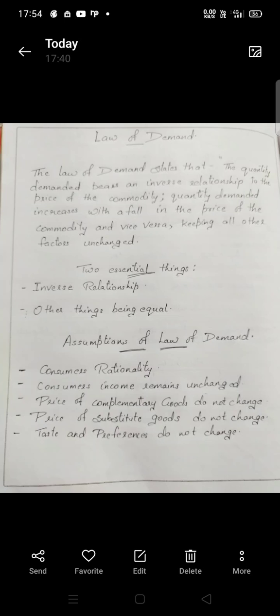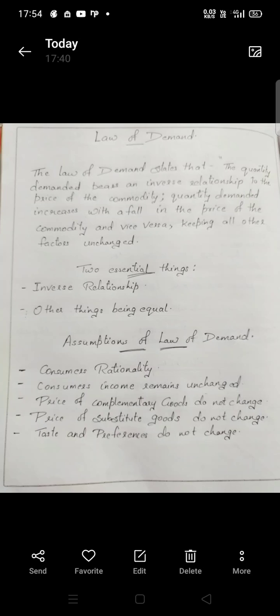And the next essential thing is other things being equal. This inverse relationship between price and quantity demanded holds true only under the given assumption, that is, other things remain unchanged. By other things we mean the other determinants of demand, like income of the consumer, price of related goods, taste and preferences of the consumers, etc. So this is the law of demand.